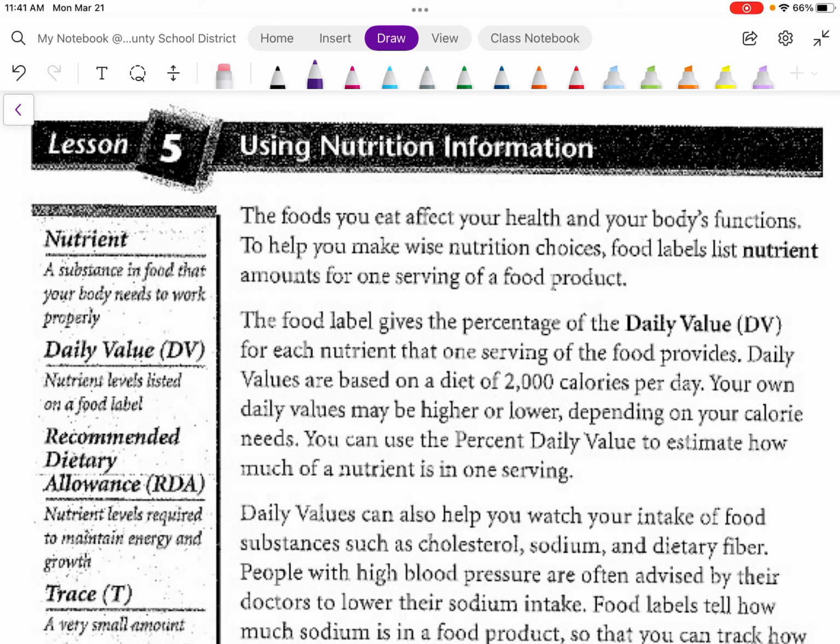In this video, we're going to go over pages 147 to 150 in Chapter 6. Lesson 5 is going to be using nutrition information. So first, a few vocabulary words.